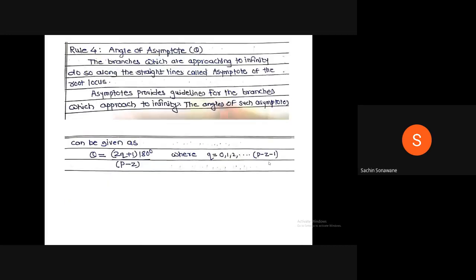Now consider how to find the angle of asymptotes, that is theta. Consider this equation: C(s) upon R(s) is equal to K divided by s into (s plus 1) into (s plus 2). Here p is equal to 3 and z is equal to 0. Therefore, substitute the value of 2q plus 1, where q is 0, 1, 2, 3 and so on. How many poles are there? p minus z is equal to 3. Therefore, you substitute 0, 1, 2 for q, and you will get theta 1 is equal to 60 degrees, theta 2 is equal to 180 degrees, and theta 3 is equal to 300 degrees.